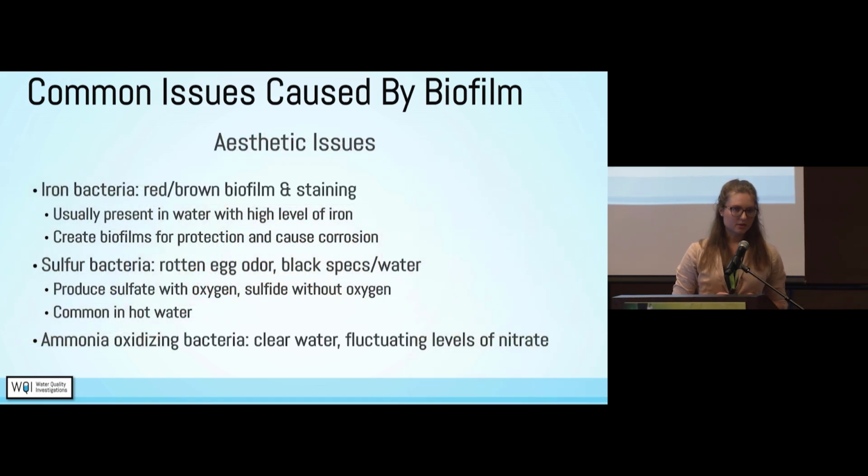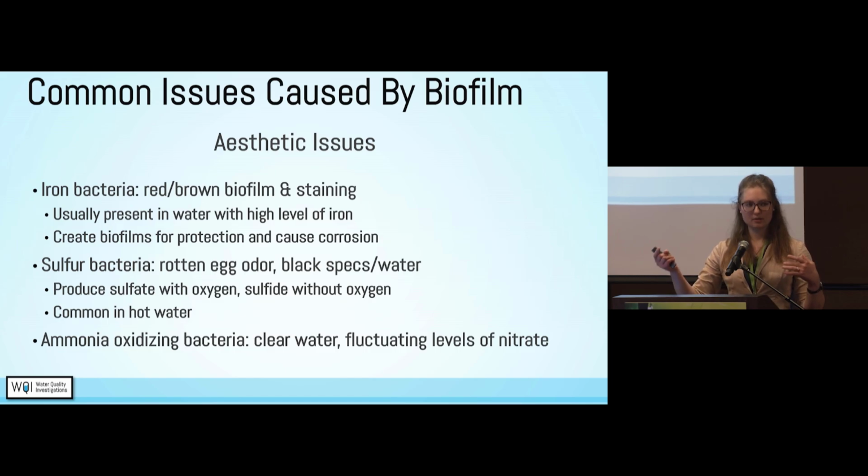Aesthetic issues are largely caused by certain groups of bacteria. It certainly can be a symptom of an aquifer issue if there is high iron or manganese in the water, but bacteria are a big part of aesthetic issues as well. Iron bacteria cause red and brown biofilm and staining. They're usually present in waters with high iron, and they create biofilms for protection. Now, when we see a biofilm that's kind of a reddish brown, it's often because they're gathering that iron into their biofilm, and that's what's causing that coloration.